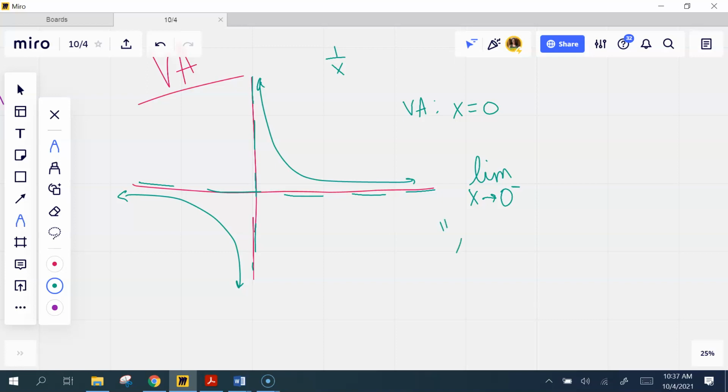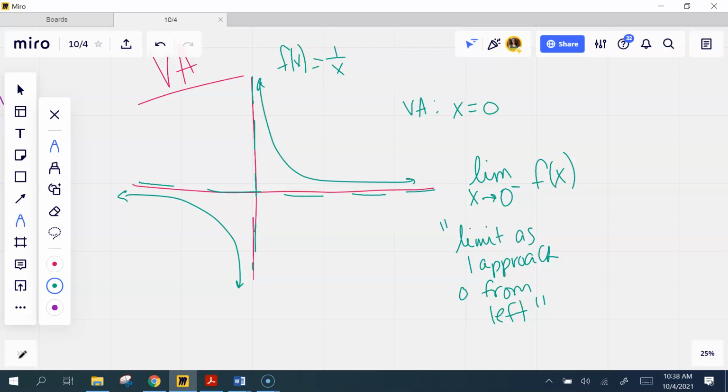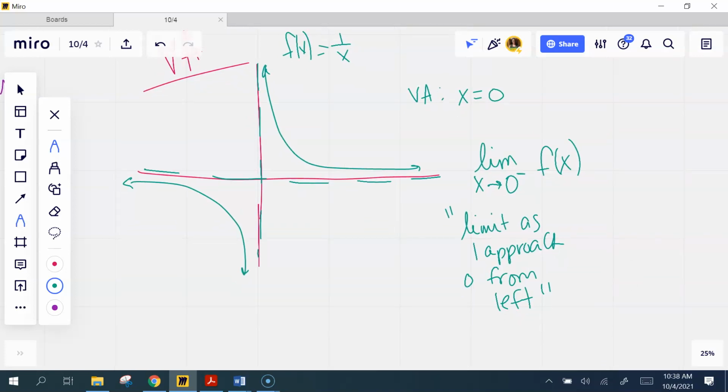This means the limit as I approach 0 from the left of, and we're saying f of x is 1 over x. All right, Adam, what did you say it was? The limit as x approaches 0 from the left. Negative infinity. Why? It's going down and it's getting closer and closer to negative infinity. Does everybody agree with that?